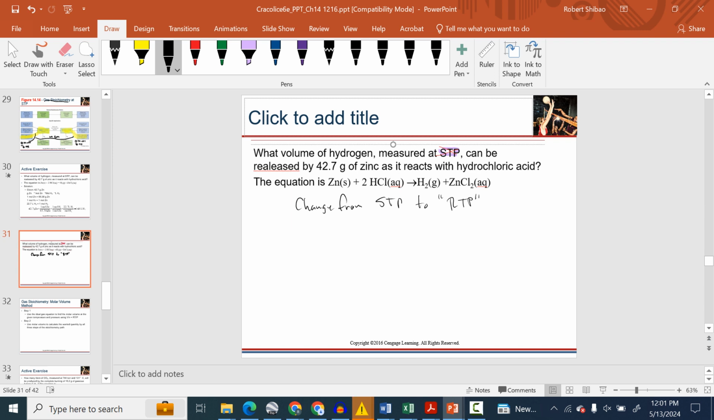I'm gonna call it RTP, though it's not really used that much, I think. RTP: room temperature and pressure.